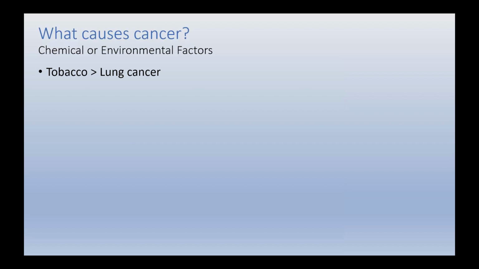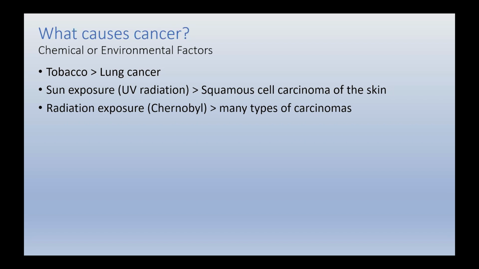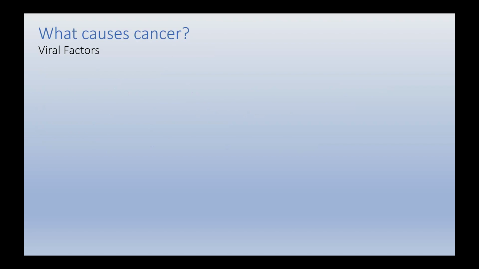There are a few causes that we know about, including chemical or environmental factors, such as tobacco as a cause for lung cancer, sun exposure as a cause for skin cancer, specifically squamous cell carcinoma of the skin, extremely high doses of radiation exposure, such as those that occur in disasters like Chernobyl, which can develop into many different types of cancers, and others such as asbestos exposure can lead to the development of mesothelioma. Excessive alcohol consumption can lead to squamous cell carcinoma of the esophagus.